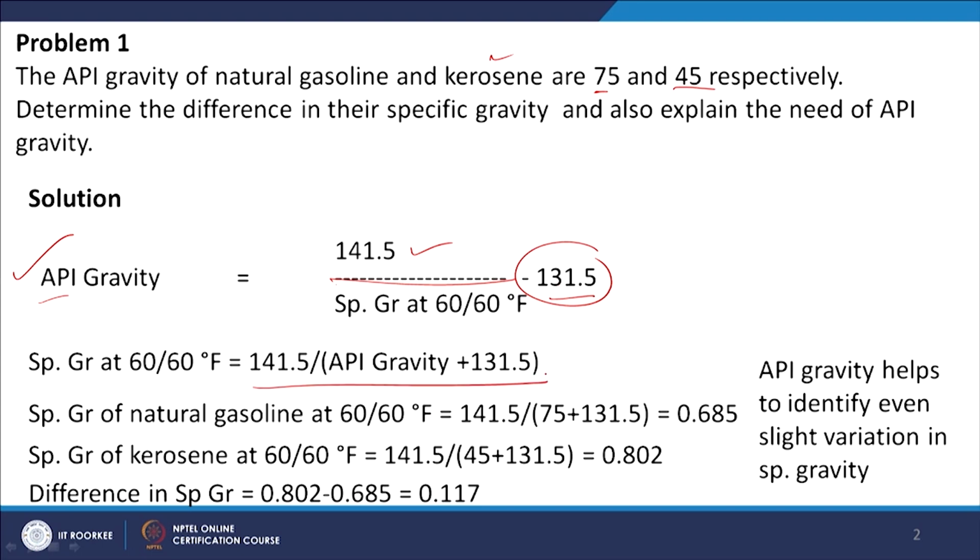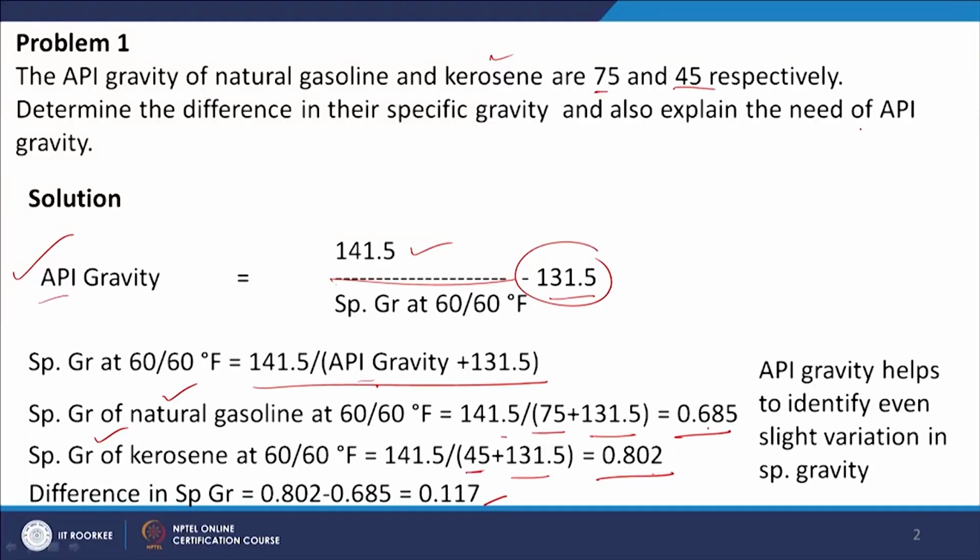So, for natural gasoline we have degree API 75, so we put in this 75: 141.5 divided by (75 plus 131.5). We are getting 0.685. In the case of kerosene we have the same formula; we put degree API as 45 as given, plus 131.5, so it becomes 0.802. Then what is the difference? This minus this, so we get 0.117. This is the difference in the specific gravity of these two oils.